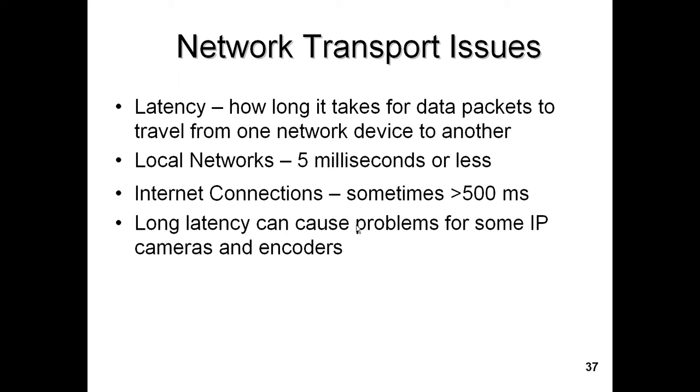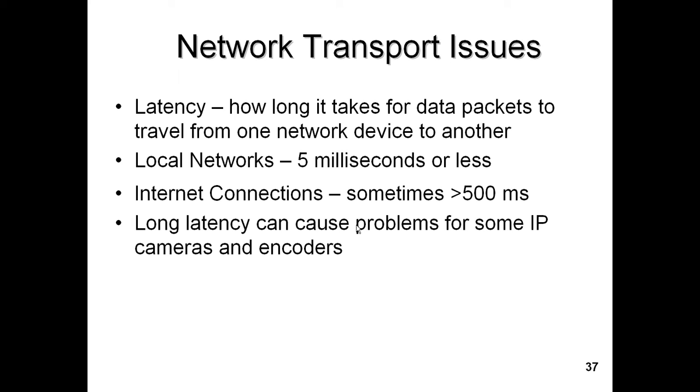In our local wired network, we should see latency of 5 milliseconds or less, where if it's wireless, if it's a Wi-Fi device, we might see latency of 10 milliseconds or less. But it doesn't matter how big the building is, and it doesn't matter how many network switches we're going through. In our local network, we should see 5 milliseconds or less of latency. If it's longer than that, there is some kind of issue. Now, over the internet, we will often see latency of more than half a second, 500 milliseconds.